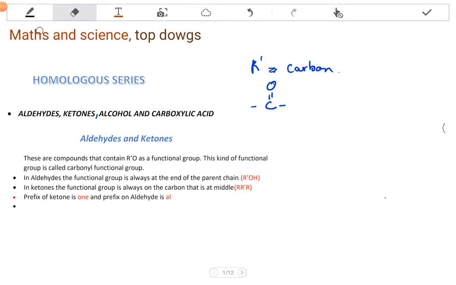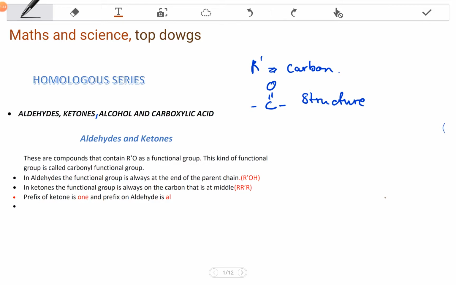Let me just remove this now. This is a kind of functional group I'm talking about. It's called carbonyl. Please note, they can ask you the functional group name, or sometimes they can ask you the functional group structure. So take note that this is the structure of ketones and aldehydes, and the other one is the name of the functional group.